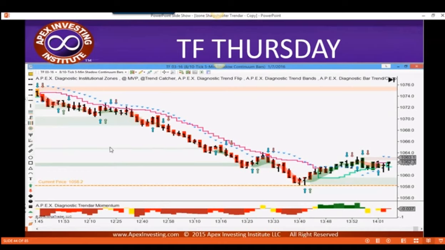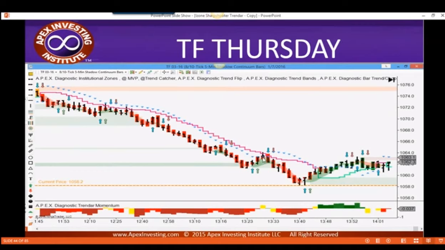$10 a tick. Very nice. Look at this morning around lunchtime. Boom, we're up here at this zone. What happens right here? Everything flips red. We got our trend catcher arrow, confirmation. Even this is down. We enter the trade. Boom, we took this trade all the way down to about here.